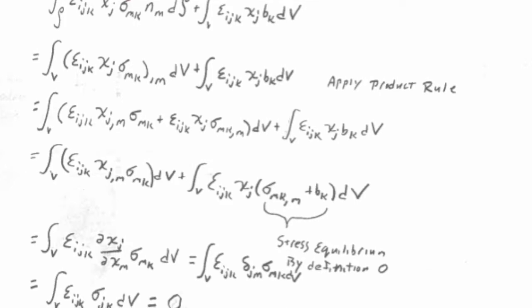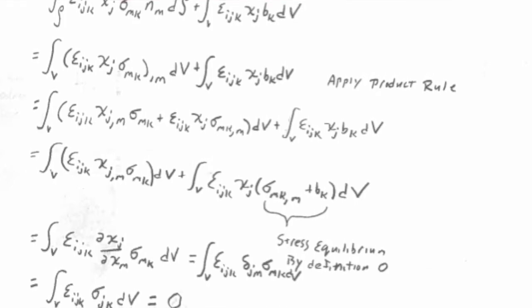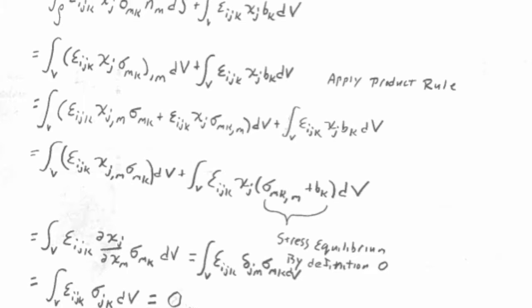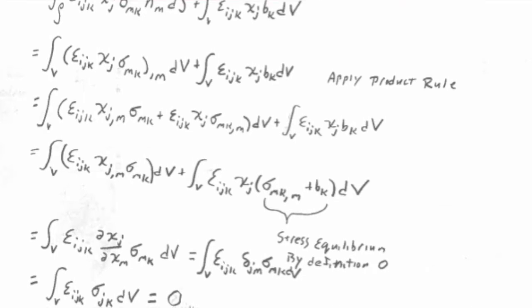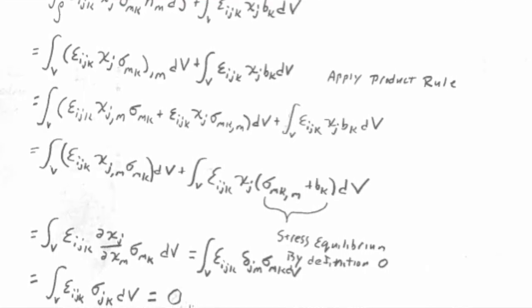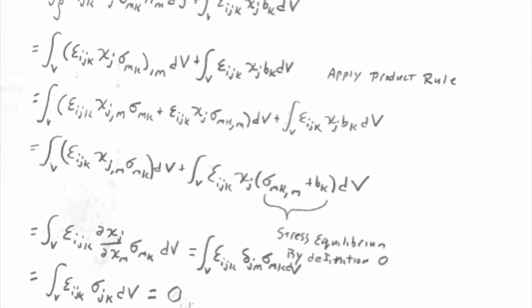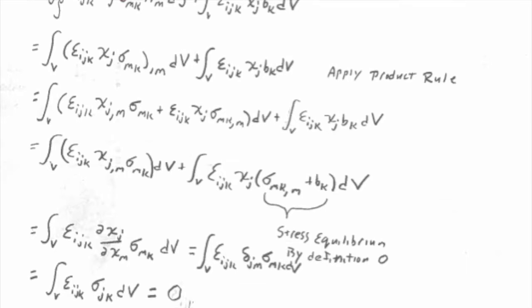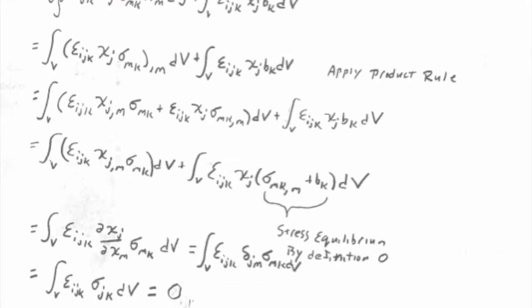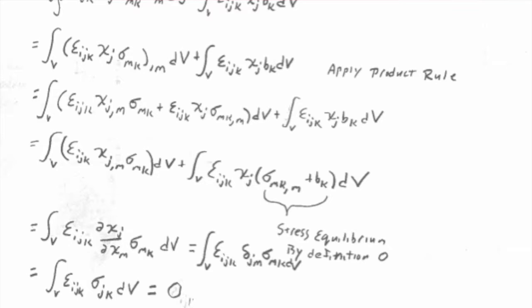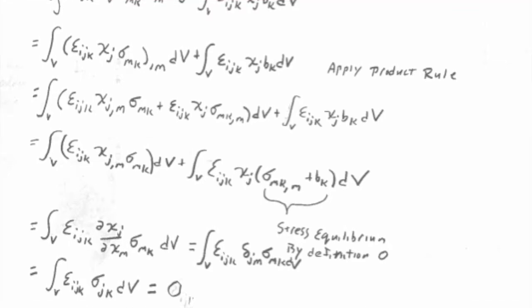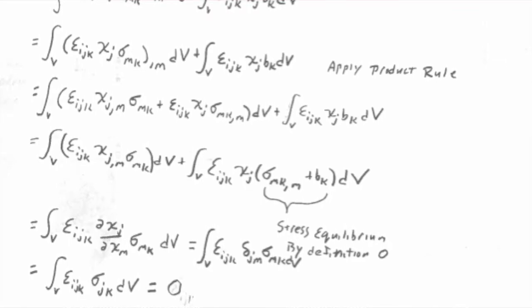Okay, so just a little algebra. Notice this here, this is equilibrium, right? So this, by definition, this term is zero. If this term goes to zero, this whole integral has to be zero, right? Because the integrand is 0 everywhere. So this term disappears.